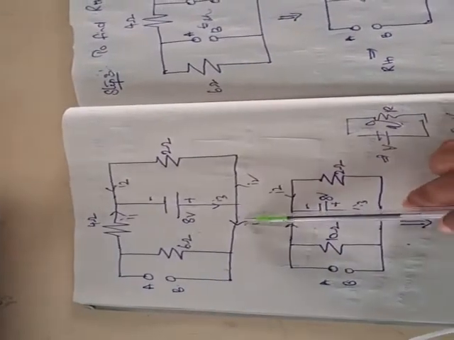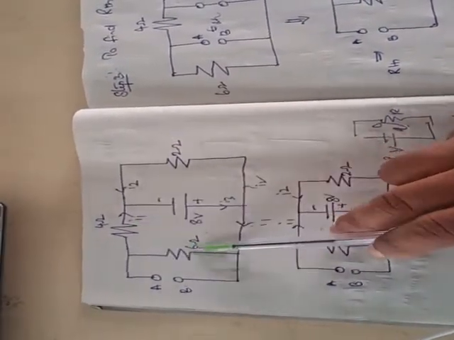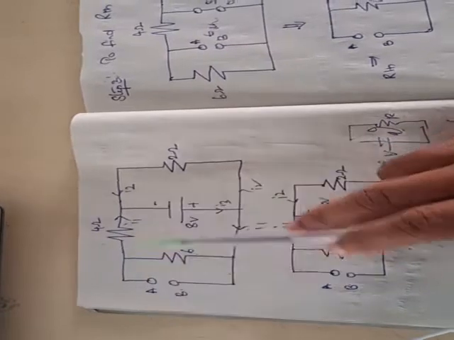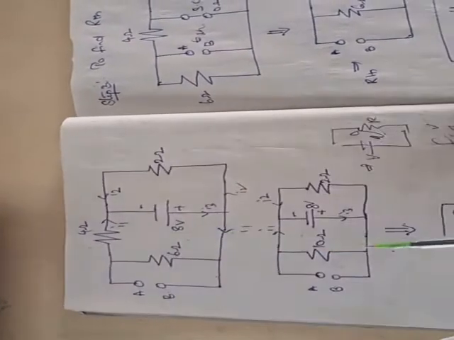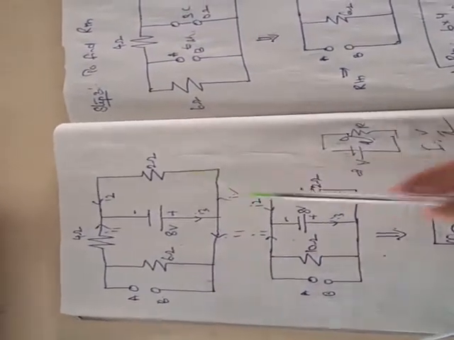Right, now we'll find out I1. So how are these two resistors connected? Since I1 is the current flowing through 6 and 4 ohms, these two will be in series. So that is replaced as 10 ohms. And this is 2 ohms.